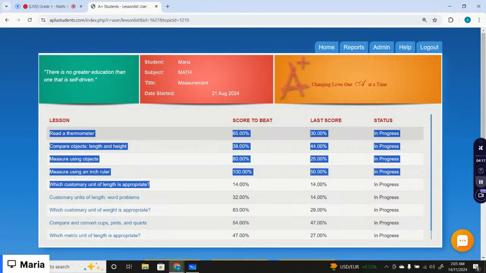Okay, here I am on grade 1 math. The chapter we are on right now is measurement. Let's just start with the first lesson, that is read a thermometer. So let's just start with the lesson.